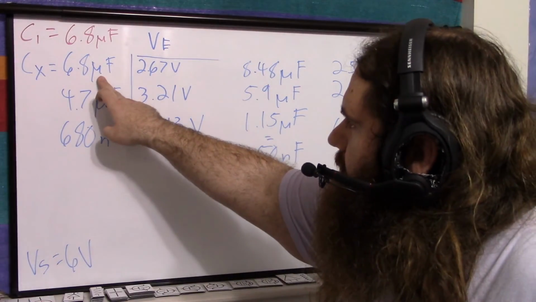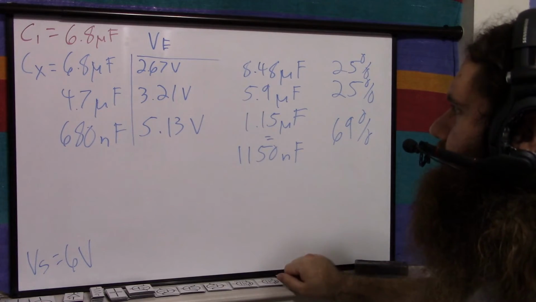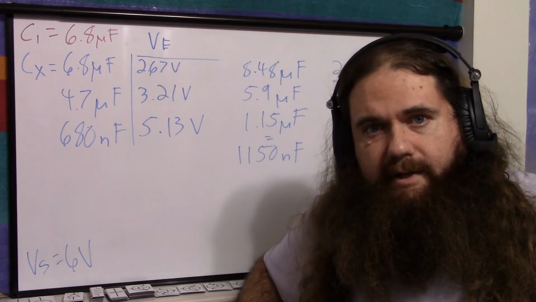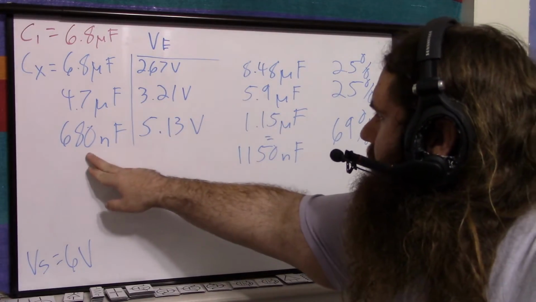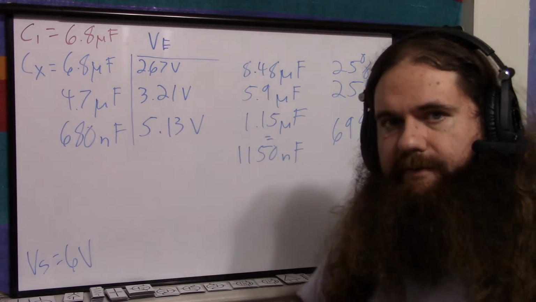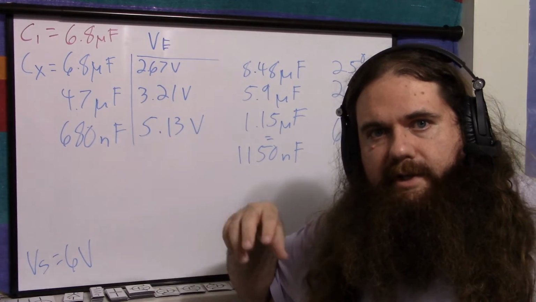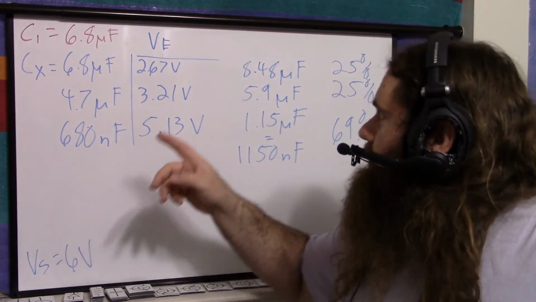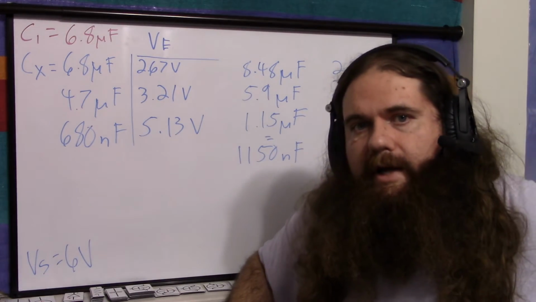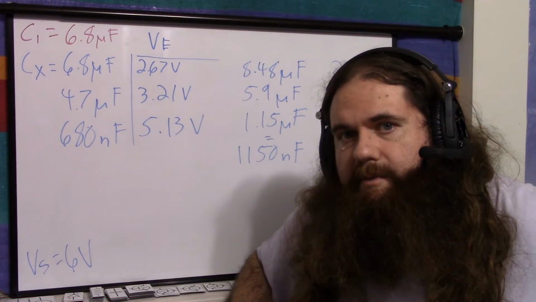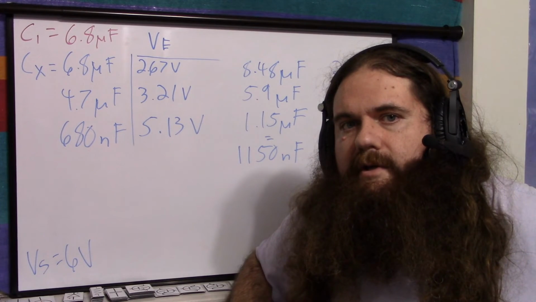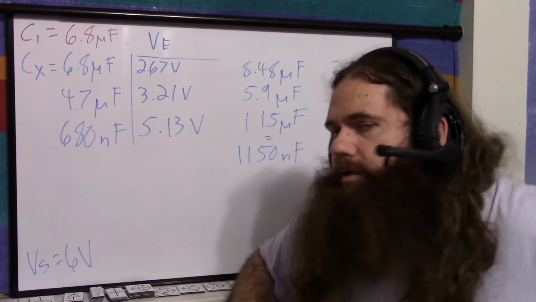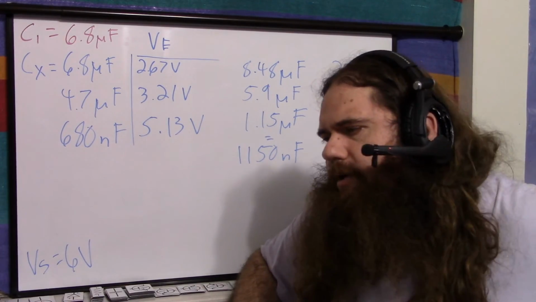Look at the order of magnitude, though. 6.8 micro, 8.48 micro. Yeah, that's off by a lot, but it's still kind of there. 4.7 to 5.9. 0.68 to 1.15. Capacitors generally come in only certain values. You're not going to have a 6.8, a 6.9, a 7.0. So if you look at 8.48 microfarads, the nearest value in my kit is 6.8 microfarads. So you could easily say, well, it's probably a 6.8 microfarad. And then you could further measure it and say, oh yeah, it definitely is.